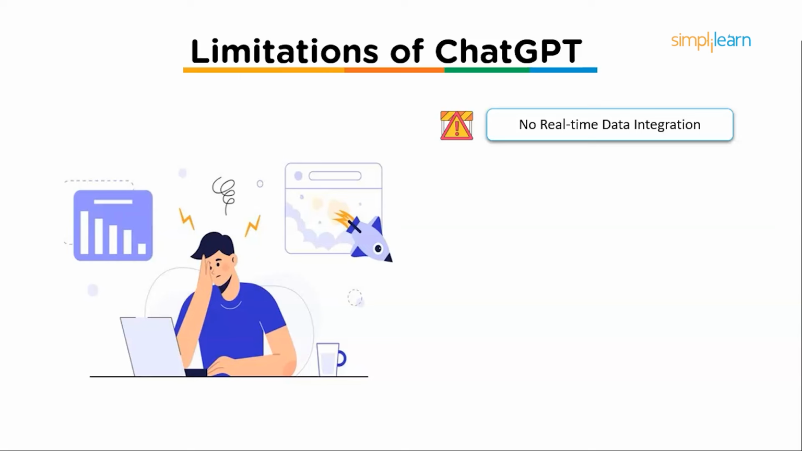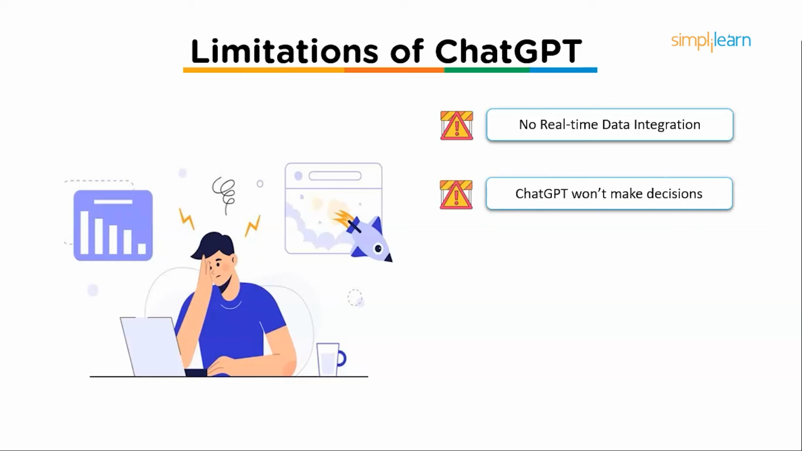So now moving on to the next one, we have: ChatGPT won't make decisions for you. It can suggest ideas, highlight risks, and even prioritize tasks, but the final decision still needs human judgment, considering budgets, deadlines, and real-world constraints. Think of ChatGPT as an advisor, not a decision maker. So use its insights to support your choices and not replace them.